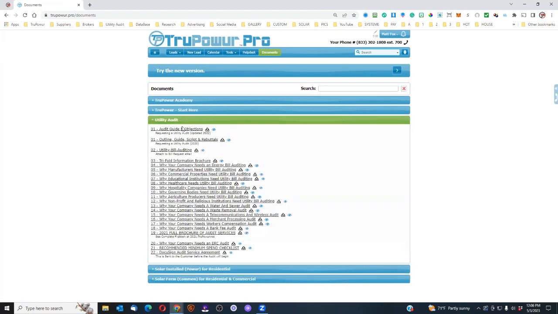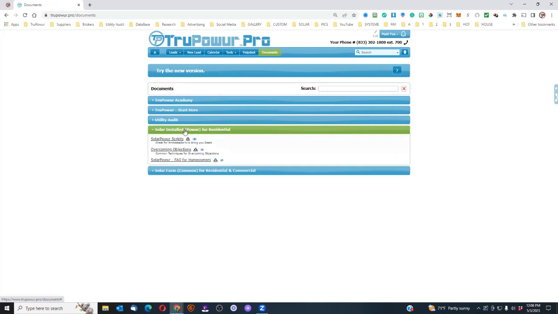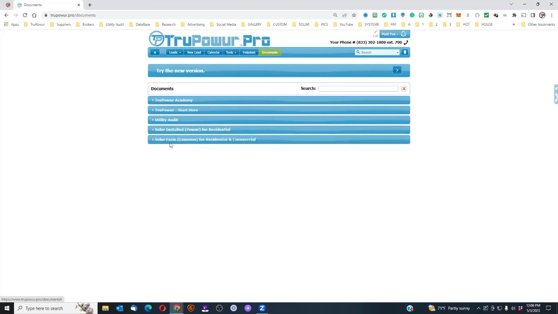Under the utility audit, same thing. You've got a lot of resources available and brochures that are applicable to different types of industries. So if you have a need for that, you can certainly email that to the customer as well. Under Solar installed through the Powur platform, you have frequently asked questions by homeowners, overcoming objections, scripts, and then of course the solar farm. Same thing. There is a lot of resources available to you there. So these are all available under Documents.